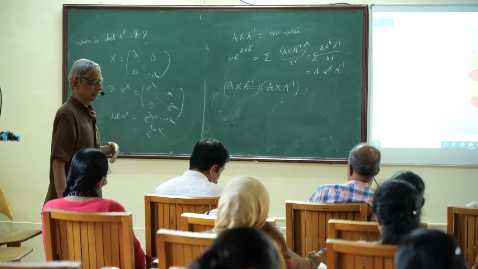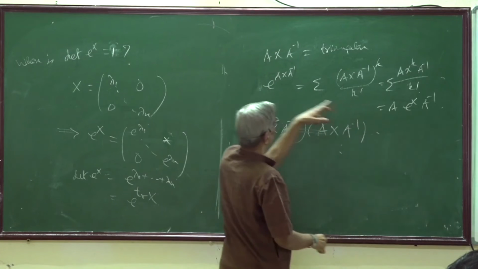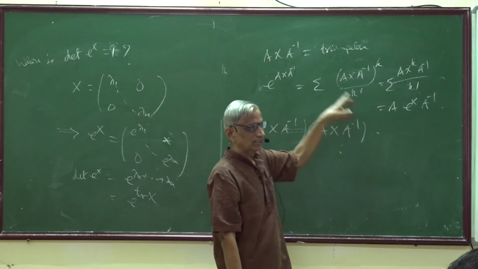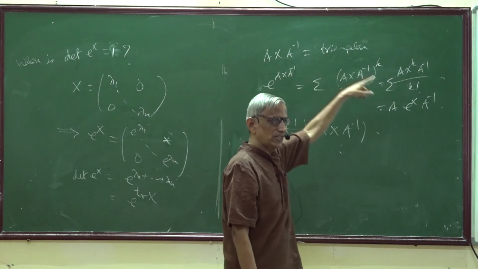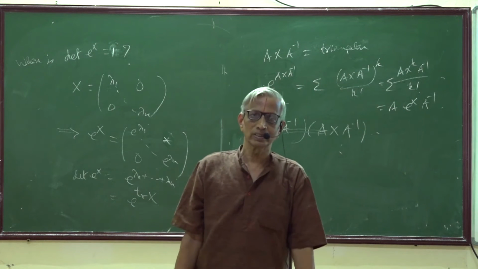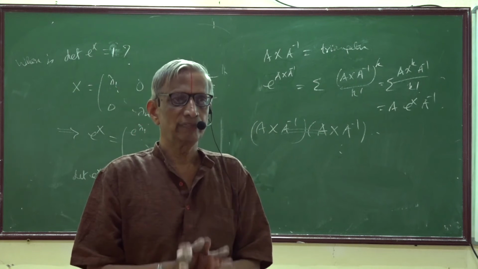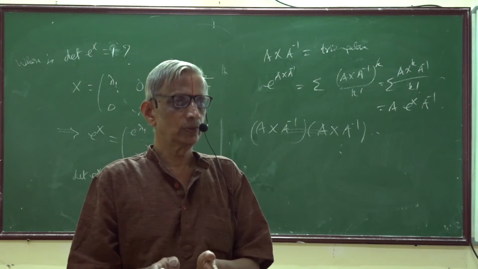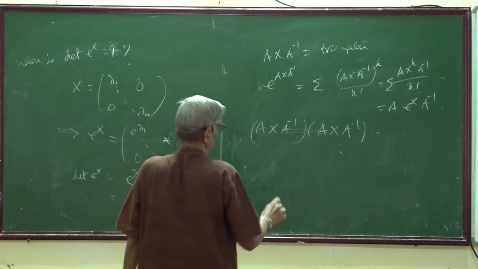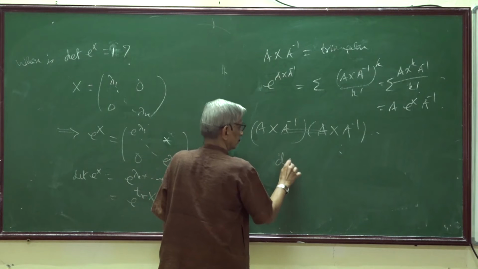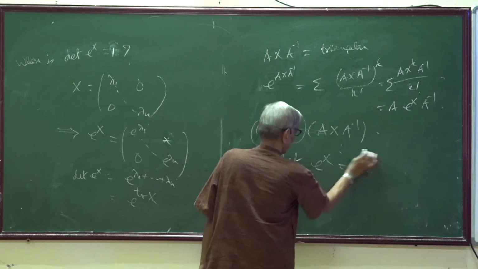So what is the conclusion? So this and this will have the same determinant. So that is the same as the trace of this. That is the same as the trace of x. So the conclusion is that the determinant of e to the power x is equal to e to the power trace of x for every x, right?